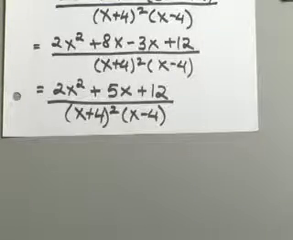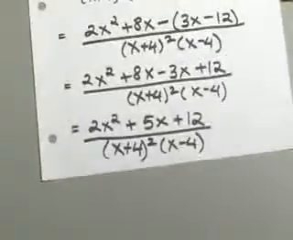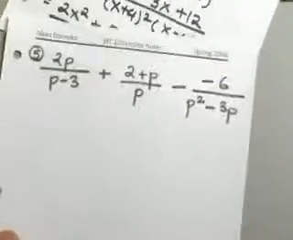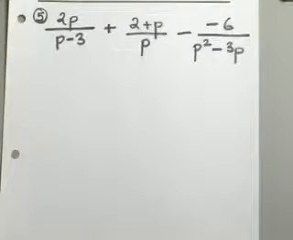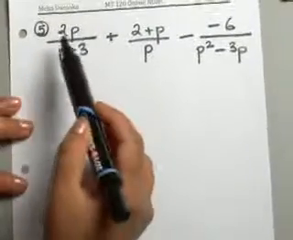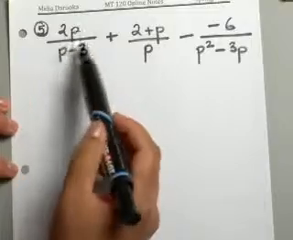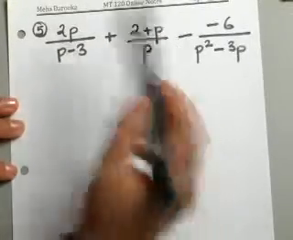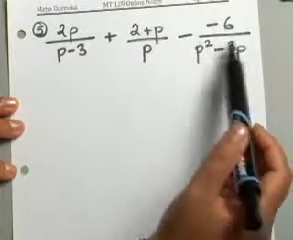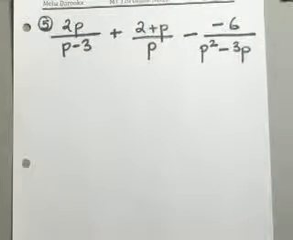All right, let's look at one more example on how to add and subtract if it were involved in the same example. So you can see here we are adding 2p over p minus 3 with 2 plus p over p, and then we're subtracting that from negative 6 over p squared minus 3p.